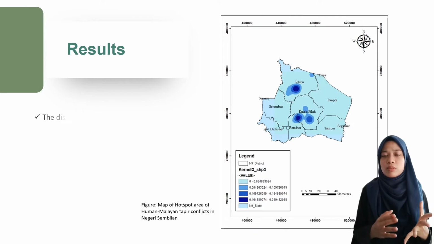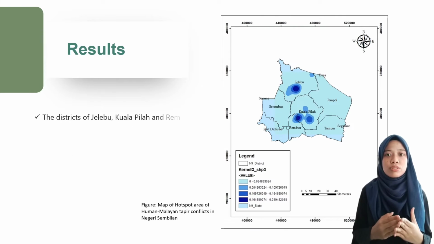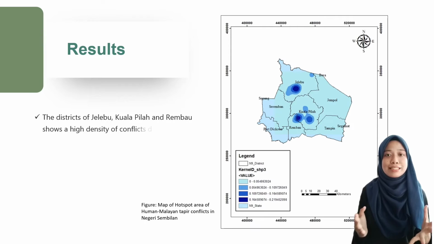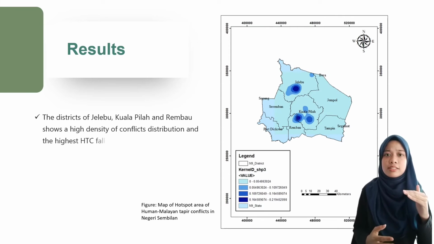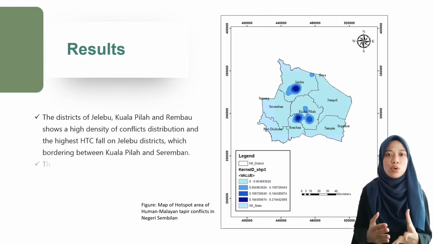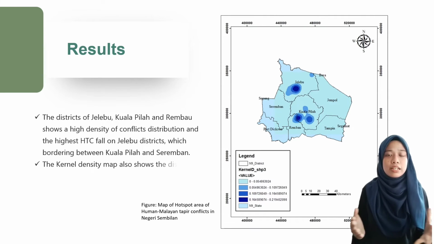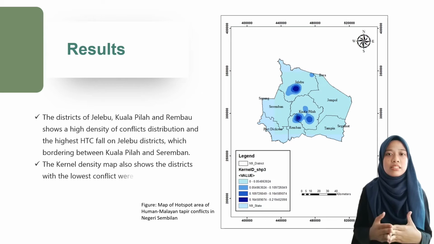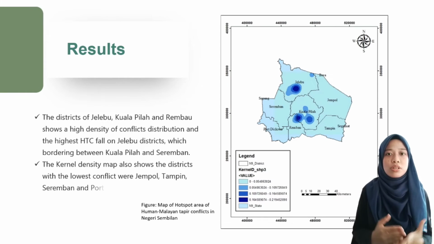The districts of Jelebu, Kuala Pilah and Rembau show a high density of conflict distribution, and the highest HTC falls in Jelebu district, which borders between Kuala Pilah and Seremban. The kernel density map also shows the districts with the lowest conflict were Jempol, Tampin, Seremban and Port Dickson.